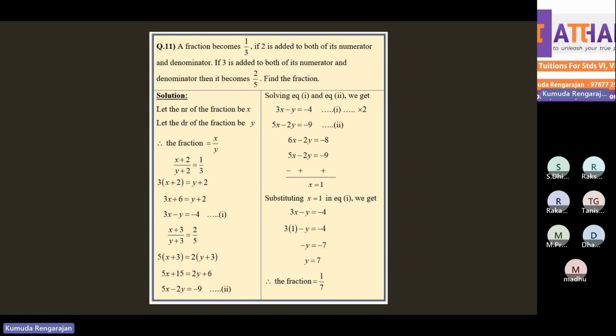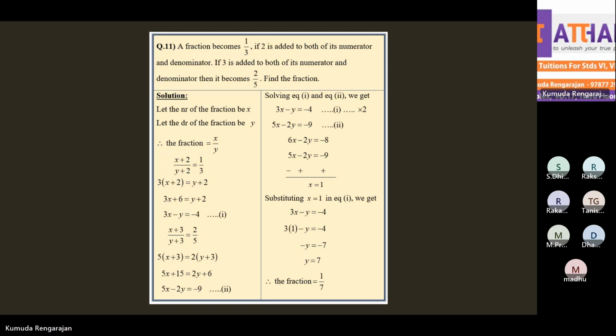What's the first case? When 2 is added to both its numerator and denominator. So see, the fraction is x by y. When 2 is added to both its numerator and denominator, what does it become? It becomes 1 by 3. Is this correct? Yeah, cross multiply, get the equation, and that will give you the first equation.